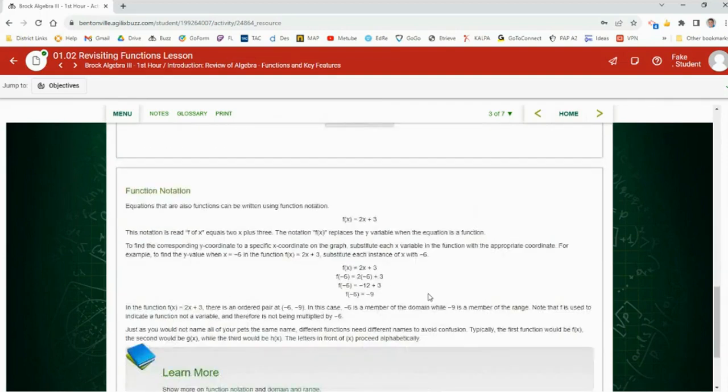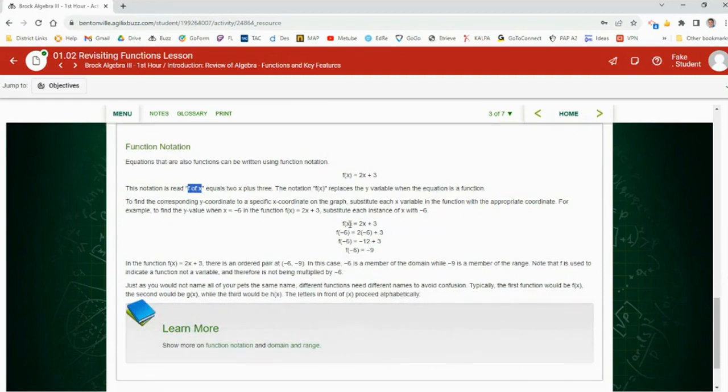All right, function notation. Let's talk about function notation. f of x is the same thing as y. We say y equals, but if we write it in function notation, we say f of x equals. And that's how you pronounce that, f of x. So that replaces the y variable, but it means the same thing.